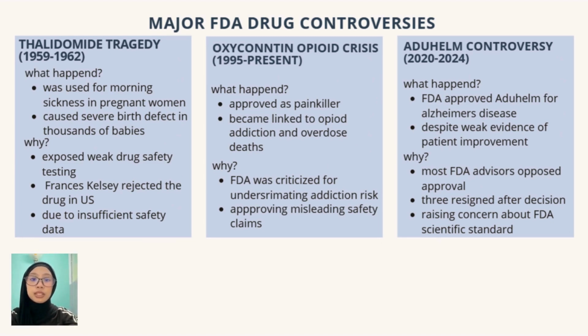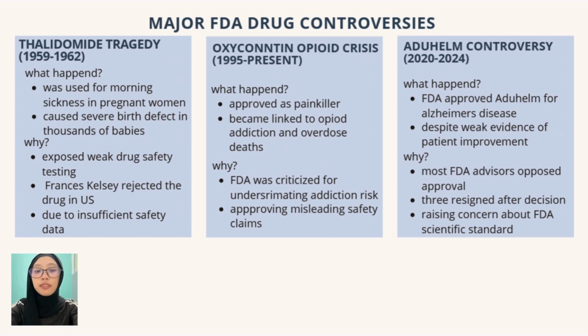Next is OxyContin and the opioid crisis. In this case, OxyContin was approved as a painkiller for patients with moderate to severe pain. Later, it was widely misused and became strongly linked to addiction, overdose, and thousands of deaths. This became a challenge for the FDA because they initially underestimated how addictive the drug could be and relied on claims that it had a lower risk of dependence. As a result, it led to one of the biggest public health crises in the United States.